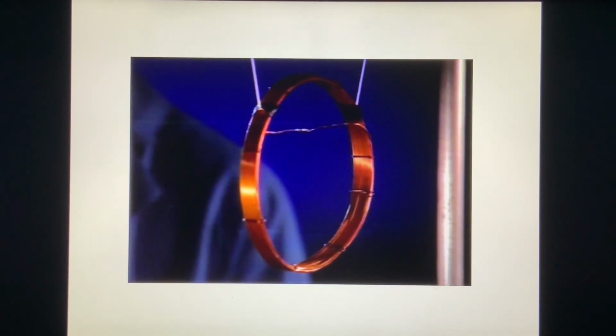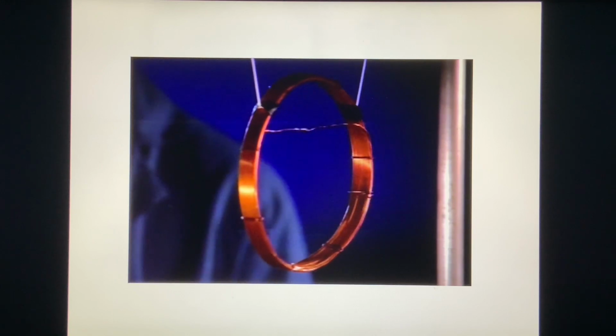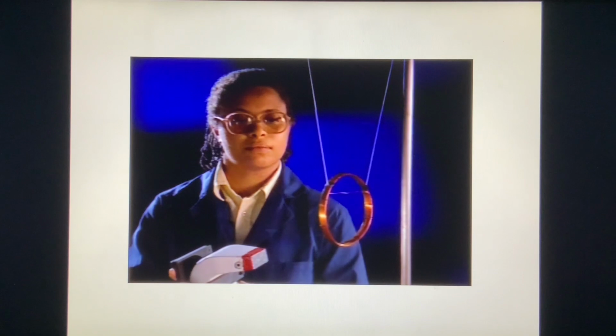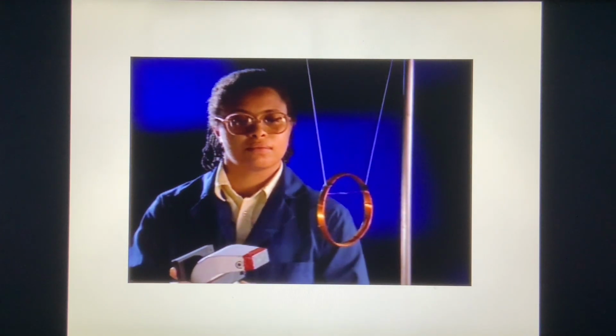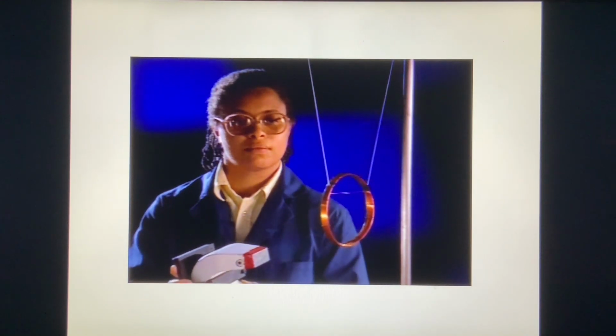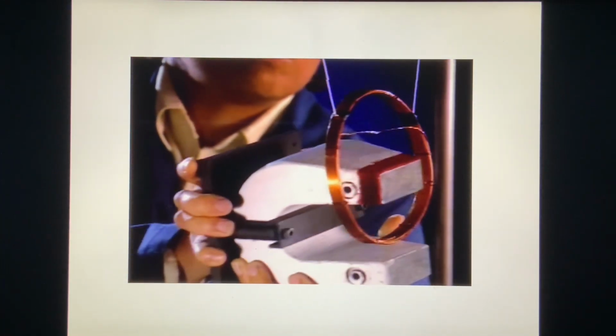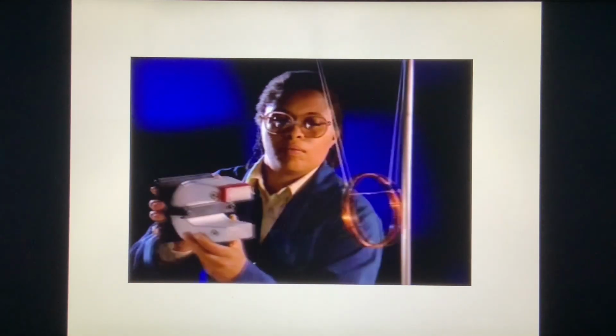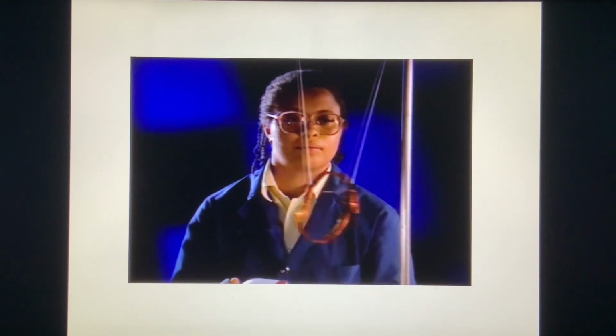This coil of wire is connected at the ends so that it forms one continuous loop. It hangs freely from a string so that it can swing under the influence of small forces. When one end of a horseshoe magnet is thrust into the coil, the coil moves in the same direction as the magnet. What will happen when we pull the magnet out of the coil? The coil again moves in the same direction as the magnet.